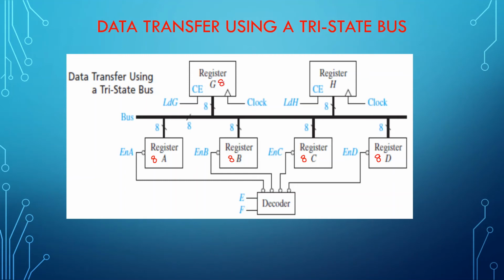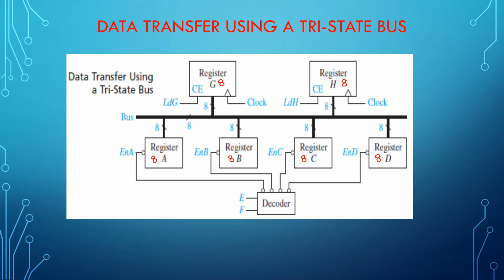This is also an 8-bit register and this is also an 8-bit register. The data from any one of these registers has to be loaded to this one. How is it actually done? So first, as I said, there is a tri-state buffer which is connected here.